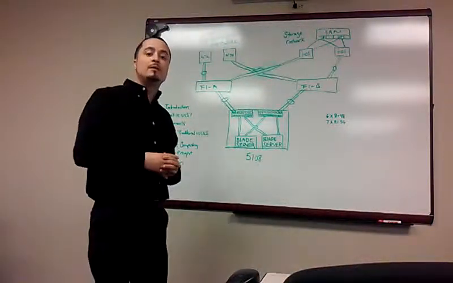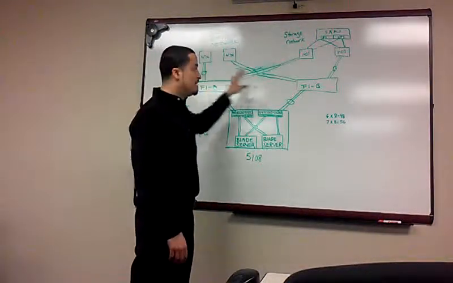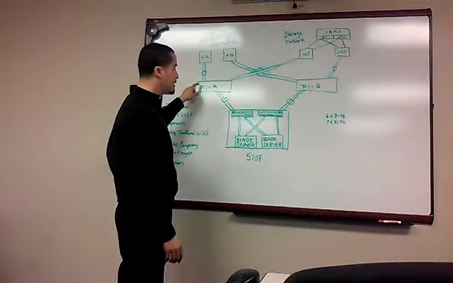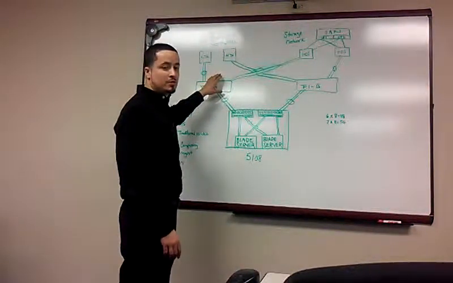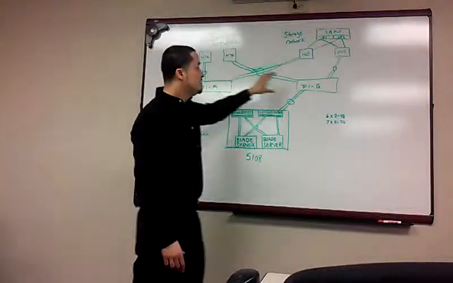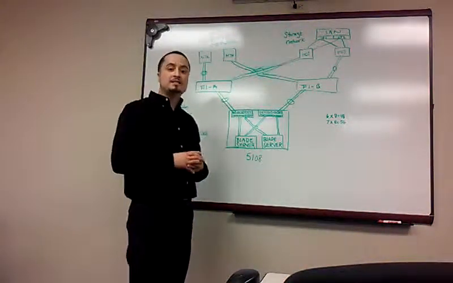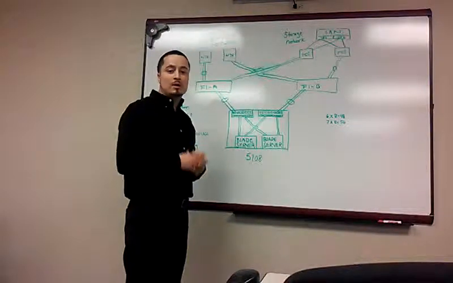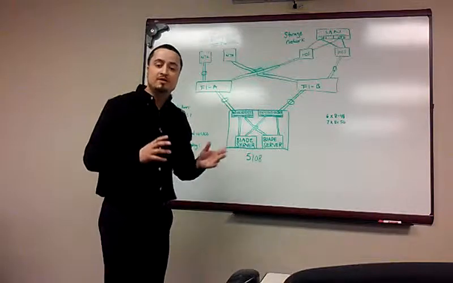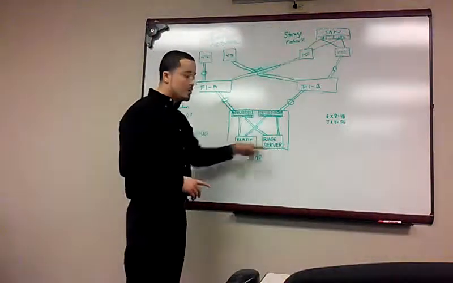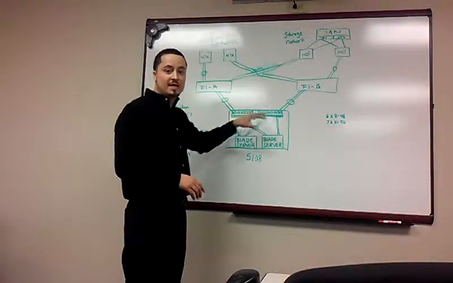The UCS environment is comprised of what we like to call fabric interconnects. There are two fabric interconnects, which Cisco refers to as fabric interconnect A and fabric interconnect B. Then we have what's called a chassis. Right now, at this very instant, Cisco only makes one type of chassis, which is the 5108. The 5108 chassis can house 8 half-width blade servers.